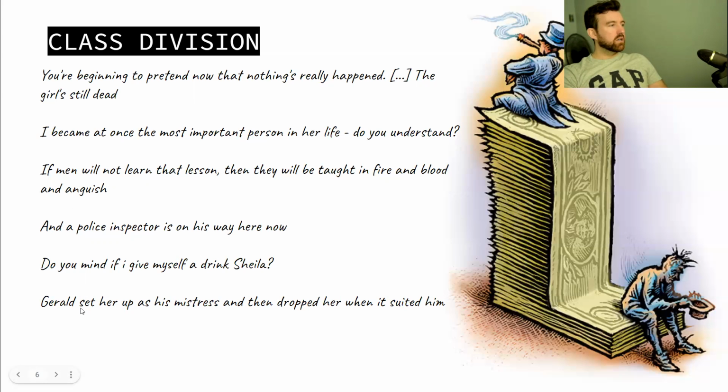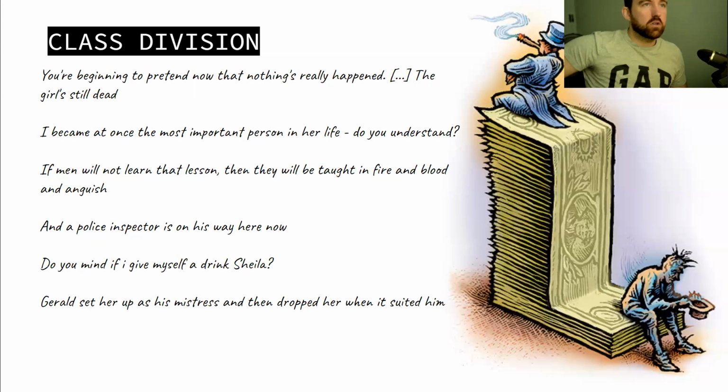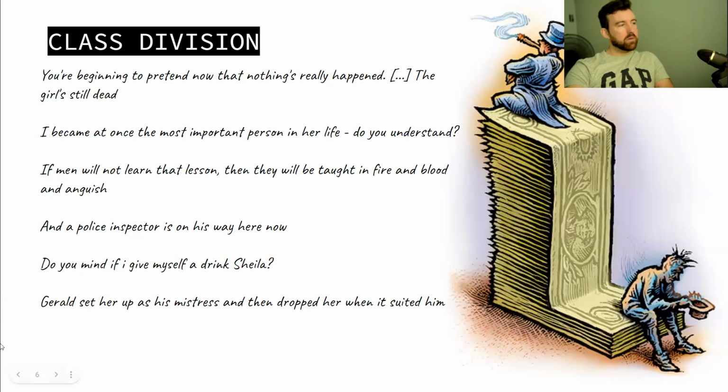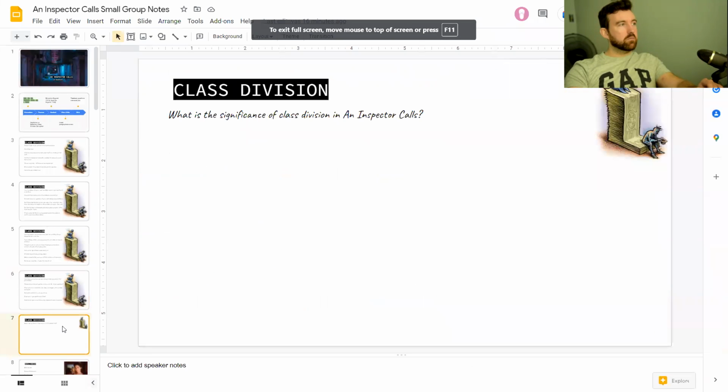Then the only other one I think is worth mentioning is, again, the treatment of the working class. Gerald set her up as his mistress and then dropped her when it suited him. So Gerald probably treats Eva Smith / Daisy Renton better than anyone else in the play, and yet even he drops her when it suits him, right? So that is not a good thing. None of them treat the working class properly. He at least gave her a good place to stay and money and food and shelter and all that good stuff. But still, huge divide. It's one of the major themes in the play.